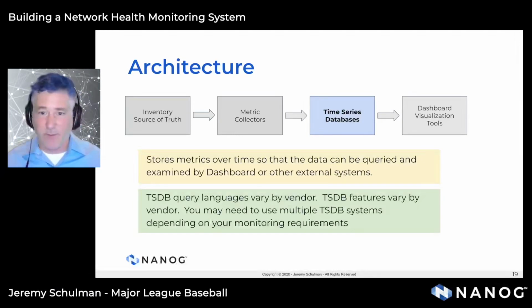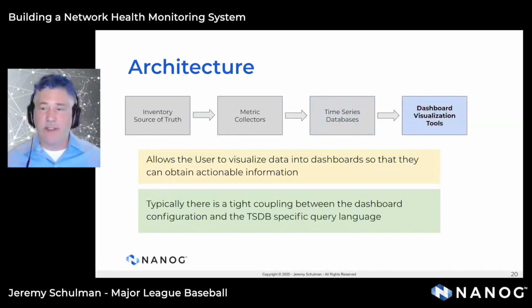And then ultimately, you need some kind of visualization technology that will pull data out of a time series database and allow you to create the charts, graphs, tables and all the widgets so that you can visually get the information that you want. The challenge here, though, is that there's generally a tight coupling between the visualization widgets and the database. In Grafana, for example, they give you a set of visualization widgets, but the query that you need to execute to populate those widgets is specific to the time series database.